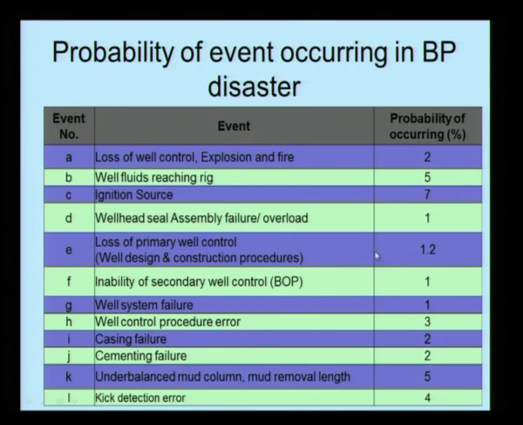Ladies and gentlemen, you can see here the highest number is given for well fluids reaching the rig, which has resulted in an explosion for sure, and mud removal length or the mud column imbalance has also caused an important reason for this failure. So, the higher numbers of probability are given for these two. The lowest numbers are given for overload of wellhead assembly, instability to control the accident, and the well system failure as an overall.